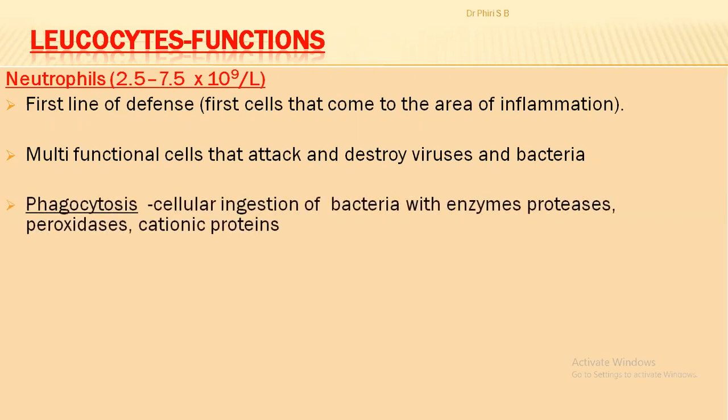So phagocytosis in nature, meaning that they are involved in phagocytosis. So yes, cellular ingestion of bacteria with enzymes: proteases, peroxidase, cationic proteins. So these are proteins that are found within those granules, the neutrophilic granules. They contain enzymes just like the lysosomes. So when they internalize a bacterium or a virus, it will fuse with these neutrophilic granules, and they contain these enzymes that will destroy the pathogen. So they are also phagocytic. They are involved in the phagocytosis process.